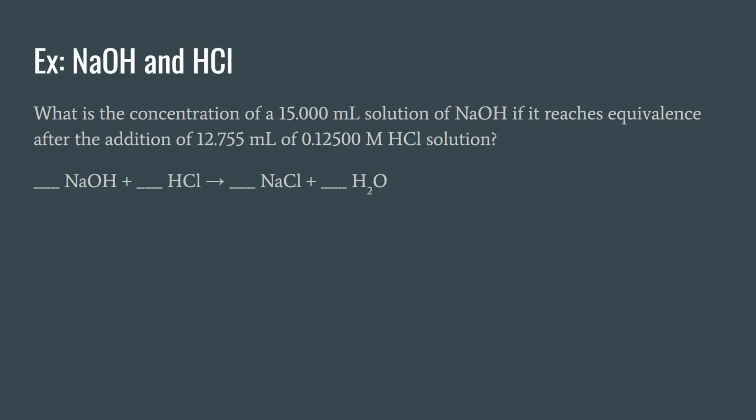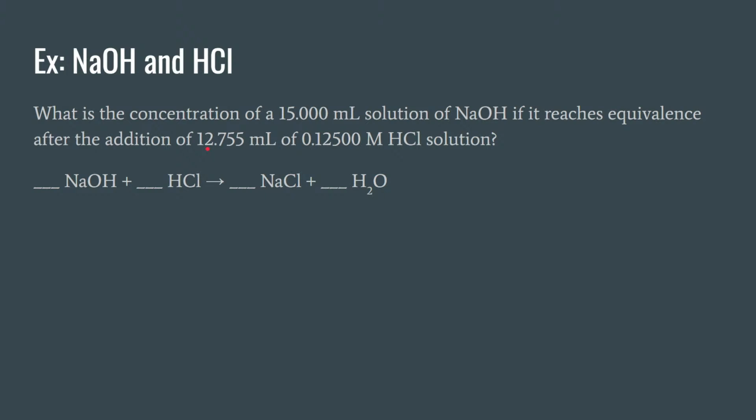So this is a very typical sort of titration. Okay, we have 15 mL. We know it's a sodium hydroxide solution, and we know how much of it we have. We just don't know its concentration. And then we have this well-characterized hydrochloric acid solution. We know what its concentration is.